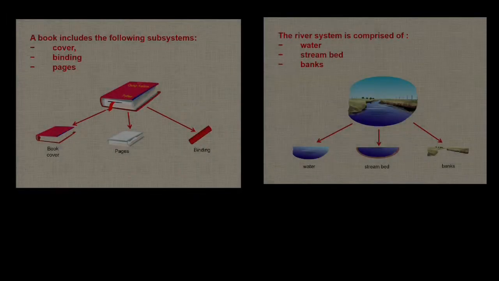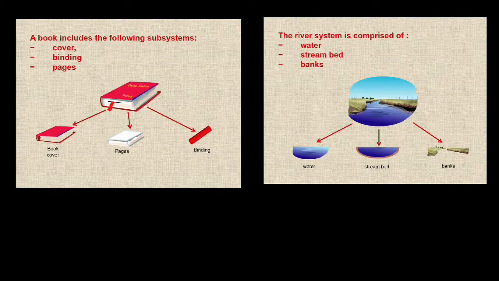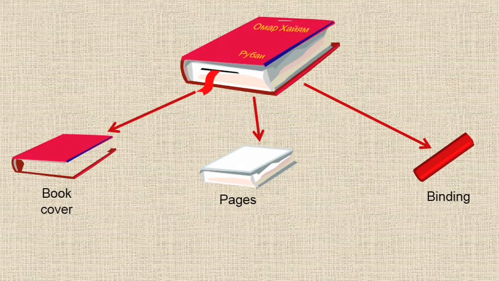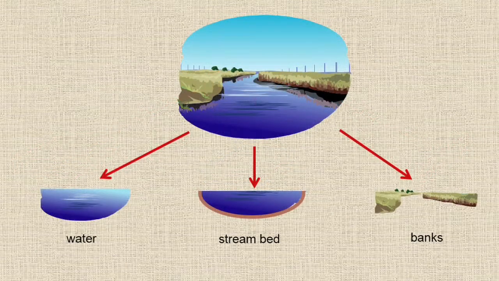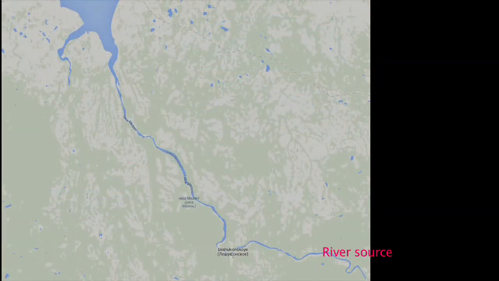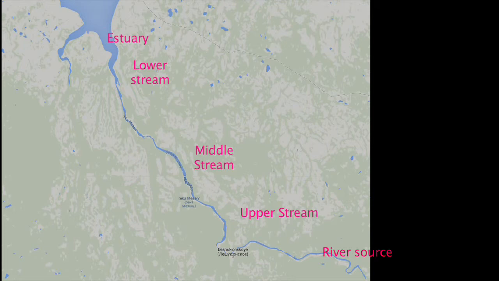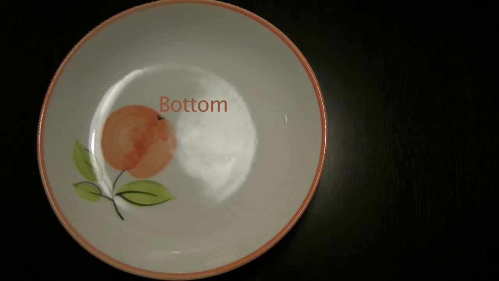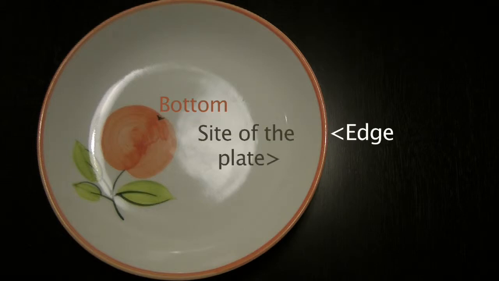Parts of a system are called subsystems. Systems are made of subsystems that are arranged in a certain order to form a structure. A book comprises several subsystems: cover, pages, and binding. A river consists of such subsystems as water, riverbed, and banks, or river source, upper stream, middle stream, lower stream, and estuary. A plate consists of such subsystems as bottom, sides, and edge.